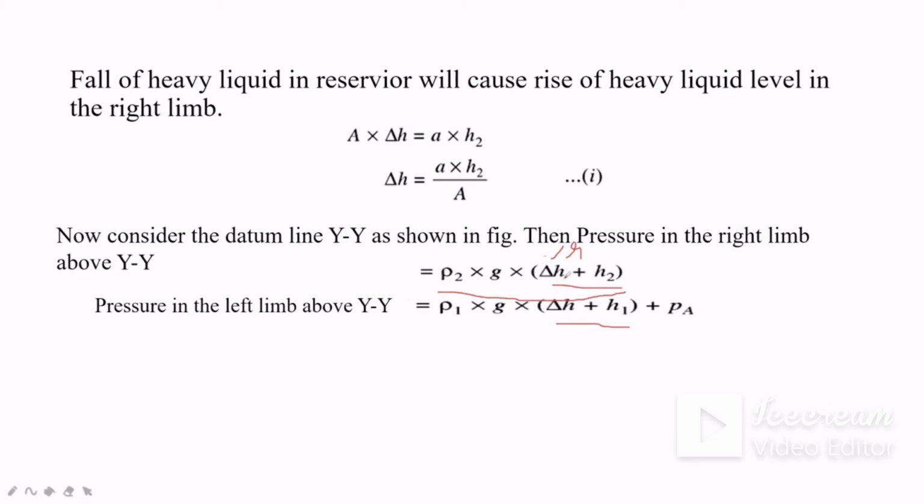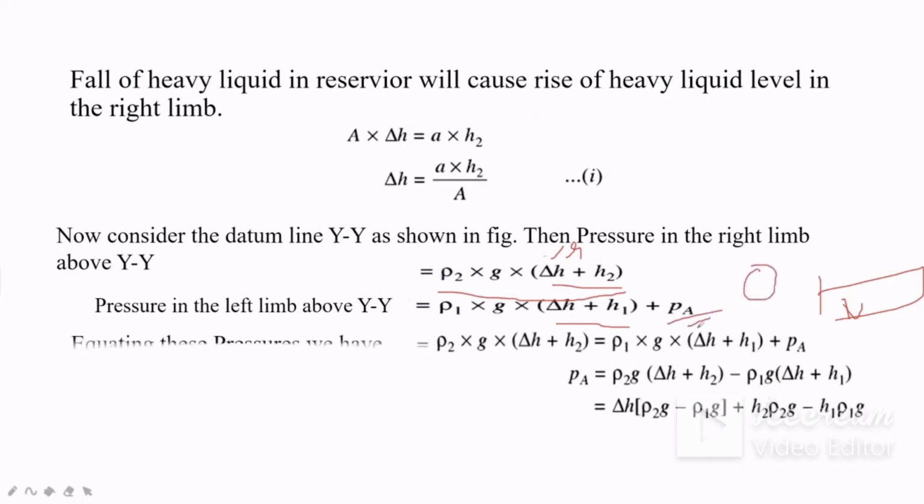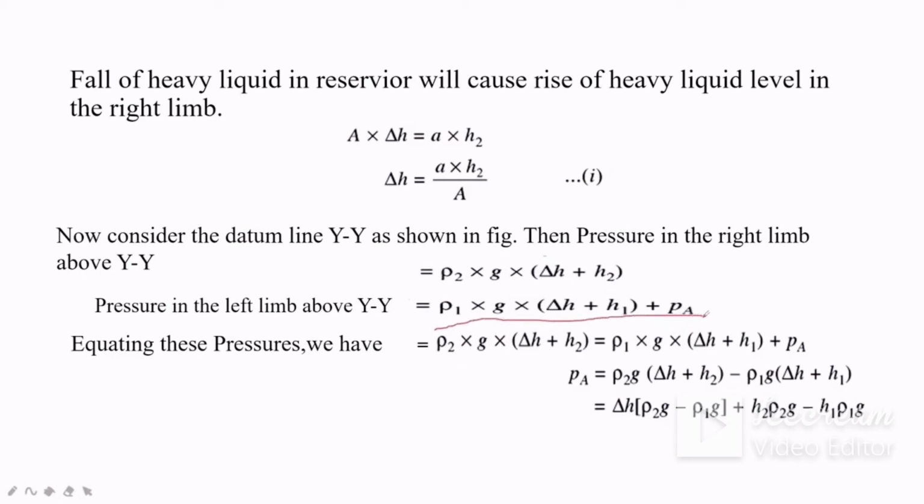But here delta H makes H2 rise. Here delta H1 will make this delta H fall in the reservoir. So I hope you understand. Plus the pressure in the A, in the limb. So now I will equate these pressures, equating these pressures. What are the pressures? The pressure in the left limb, that is rho g delta H plus H1 plus PA. Then the pressure in the XX, so rho 2 g delta H plus H2.